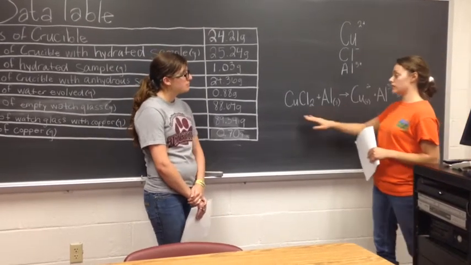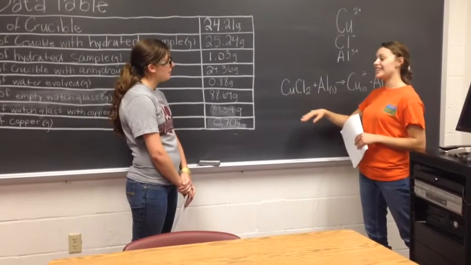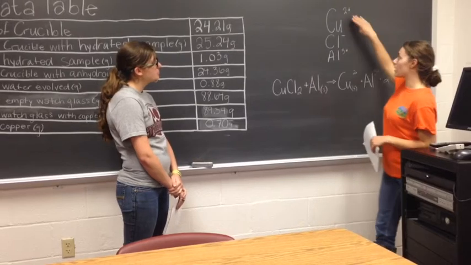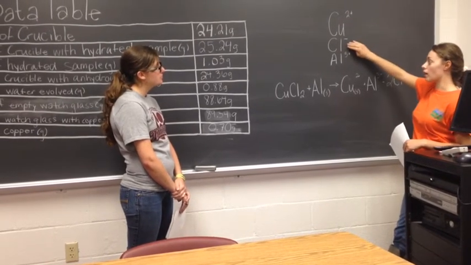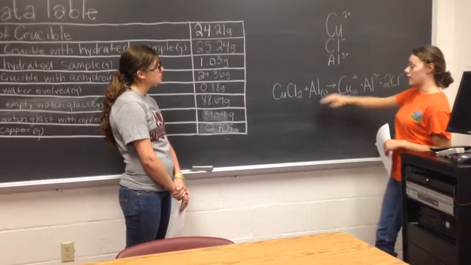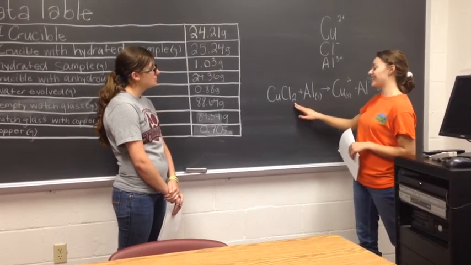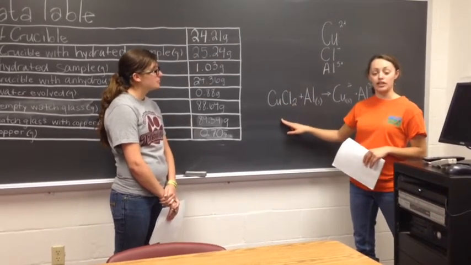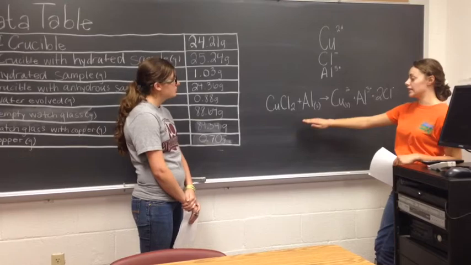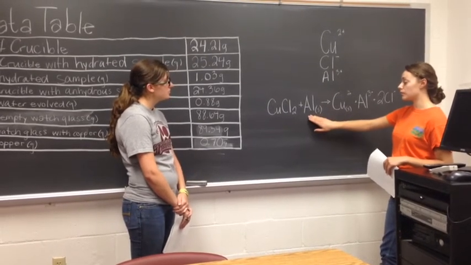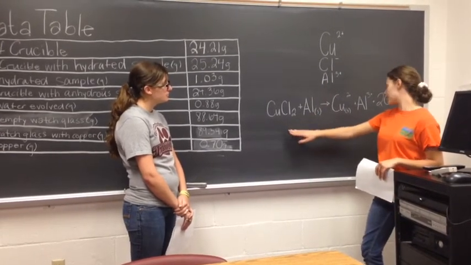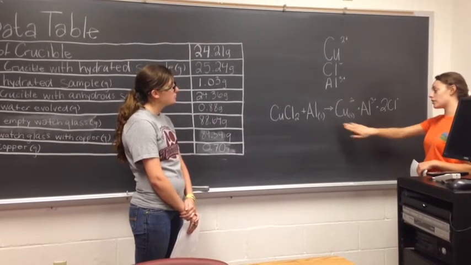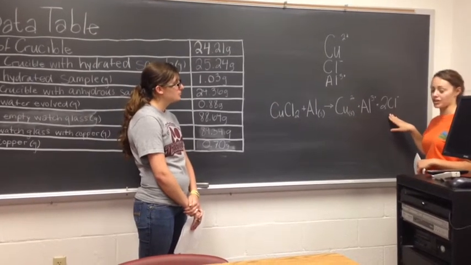The first compound that we had in our experiment was copper and chloride. We know that because copper has a positive 2 charge and chloride has a negative 1 charge, there has to be 2 chlorine ions for every copper ion, because for this net ionic equation we need a neutral charge. And then we reacted this with aluminum to separate the two components. And then our products in the end were 1 copper ion, 1 aluminum ion, and 2 chlorine ions.